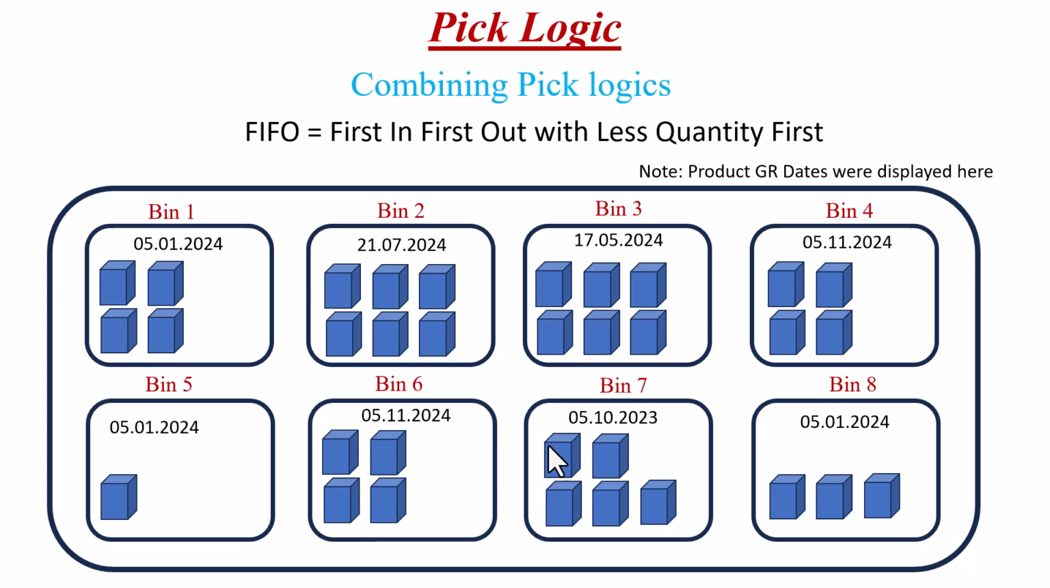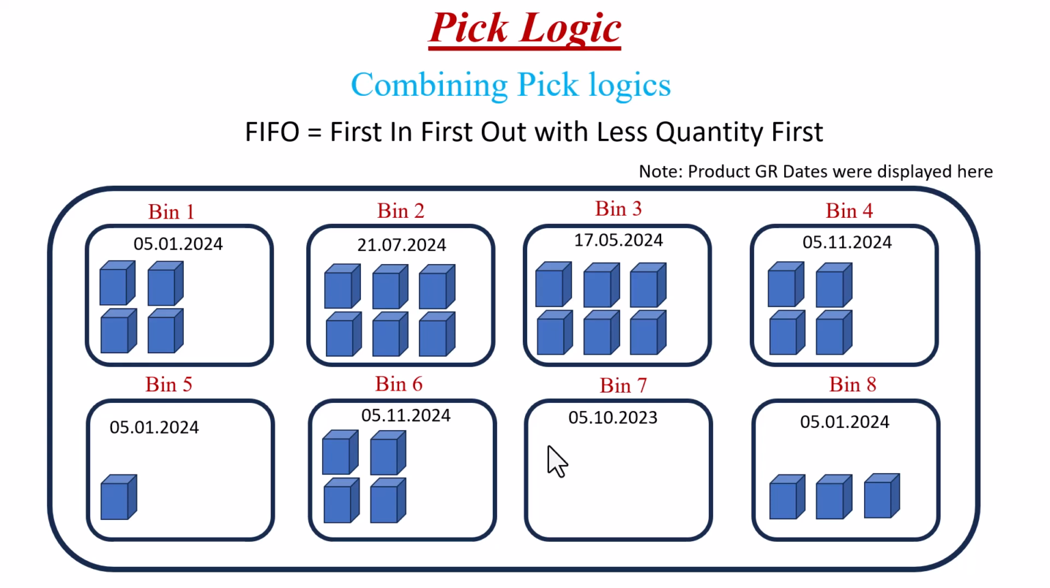So let us see how exactly this logic is going to work. This is first in, first out with less quantity first. So we can combine three logics together that we can configure in SAP EWM. Now let's get into this pick logic and how exactly it is working. First in, first out means if you compare all the GR dates of the bins, bin 7 has products we received in the year 2023. So this pick logic will search for that bin and issue those goods first.